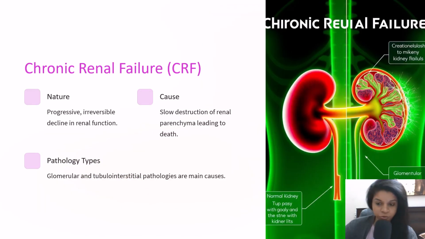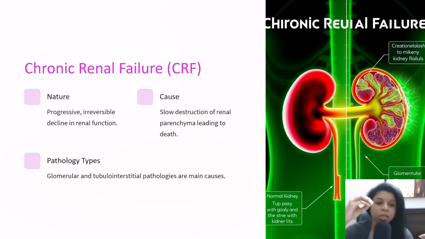Now we will go into chronic renal failure. Chronic renal failure, as I said, is slow and progressive damage of the renal parenchyma, which can ultimately lead to death if not treated. It is progressive and irreversible. It is an irreversible decline in renal function, and the causes can usually be glomerular or tubulointerstitial pathologies.